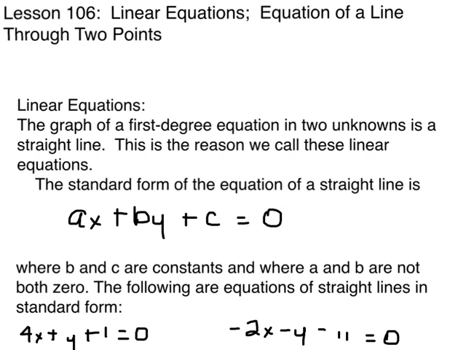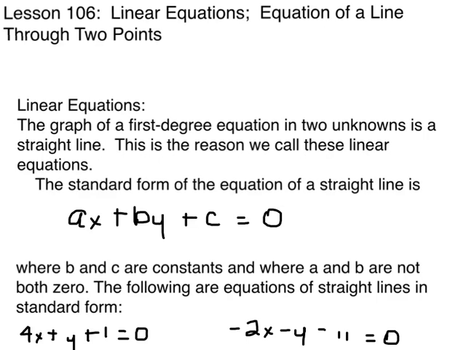This is Lesson 106 in Saxon's 3rd edition, Algebra 1. And the lesson is on linear equations, a review of that, and then the equation of a line through 2 points. We've touched on this a little bit, but let's review linear equations.